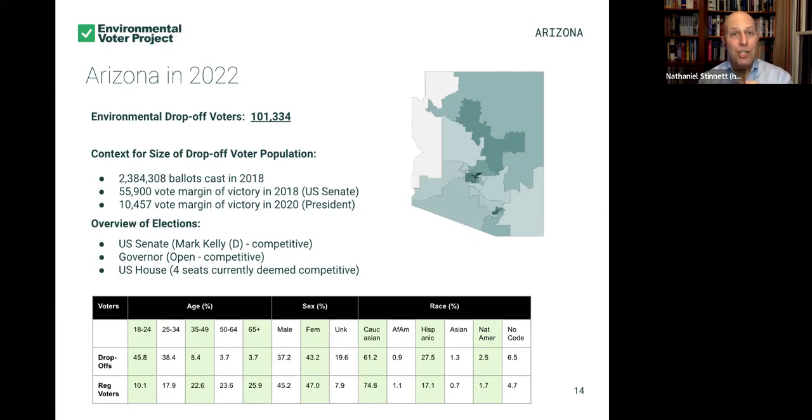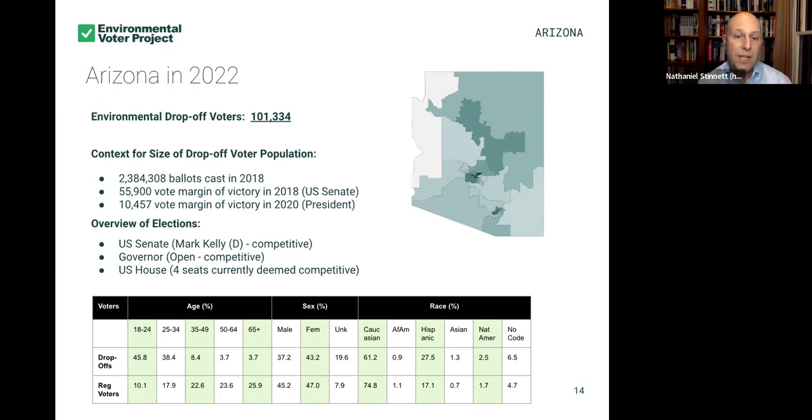What these maps instead show is where there are the highest concentrations of environmental drop-off voters as a percentage of all voters in that area. And we like presenting that. First of all, it's just much more useful. And second, because it shows you not where lots of people live, and not even necessarily where lots of environmental drop-off voters live, but more importantly, where environmental drop-off voters can have the most impact, where they have the most political power, because they make up the largest percentage of the overall electorate in that area.